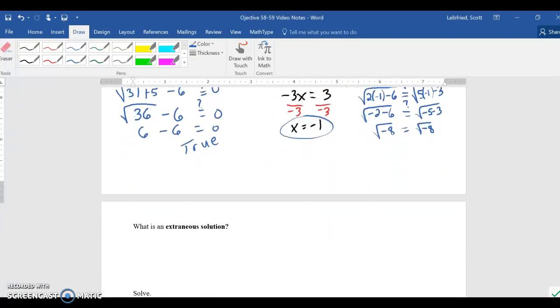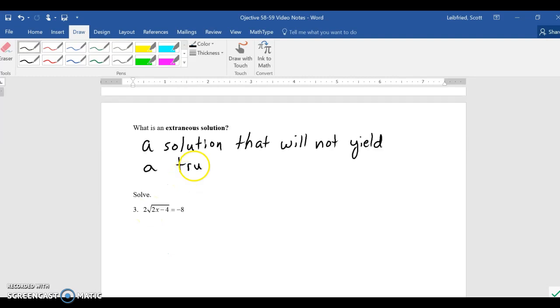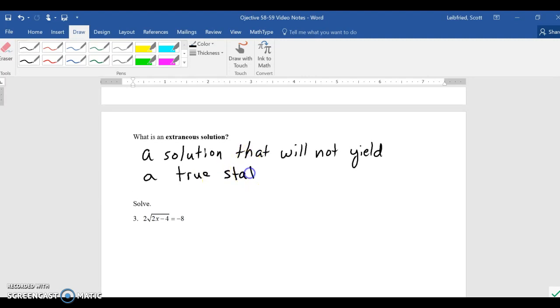Let's move on. What is an extraneous solution? An extraneous solution is basically a solution that will not yield a true statement. A true statement. So let's take a look at this in number 3.